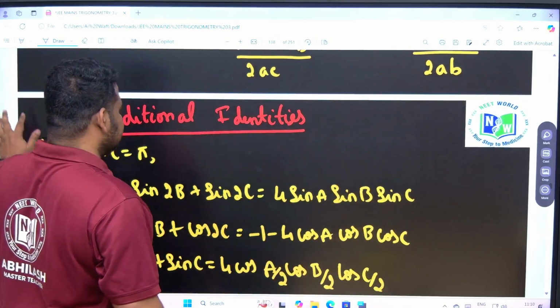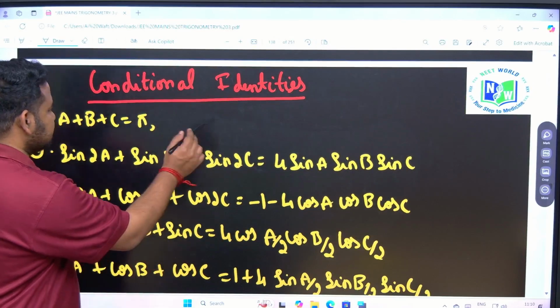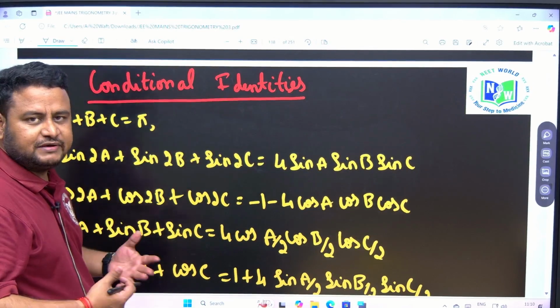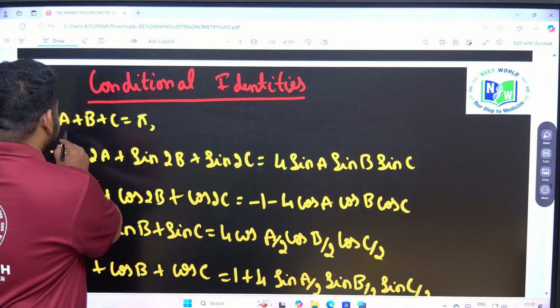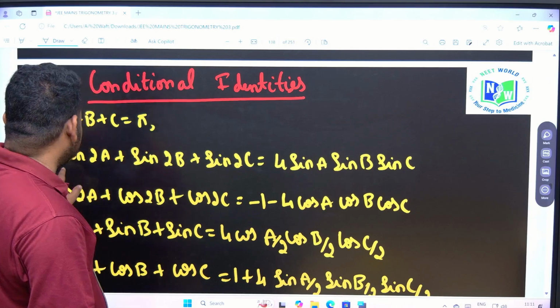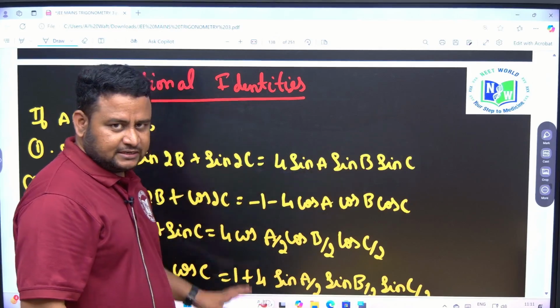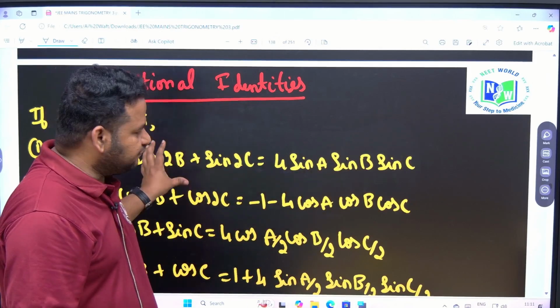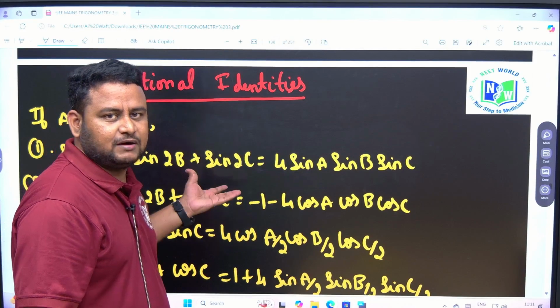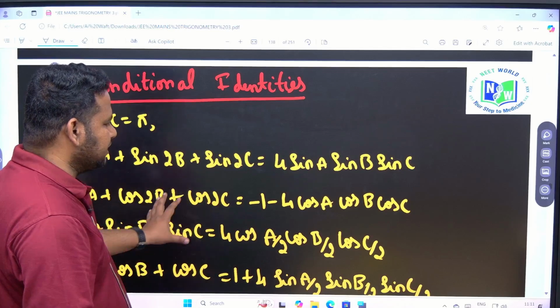Now we have certain conditional identities. I have given certain conditional identities. This is highly important while solving certain questions. So we know that if A plus B plus C is equal to pi, that is 180 degrees, that is the angle sum property, then sin 2A plus sin 2B plus sin 2C is equal to 4 sin A sin B sin C. Directly questions will come based on this. If you know these properties, directly you can apply and solve this. So definitely you have to remember this.